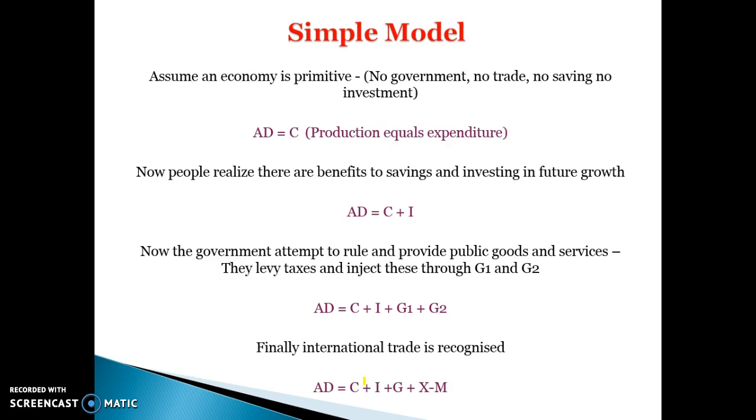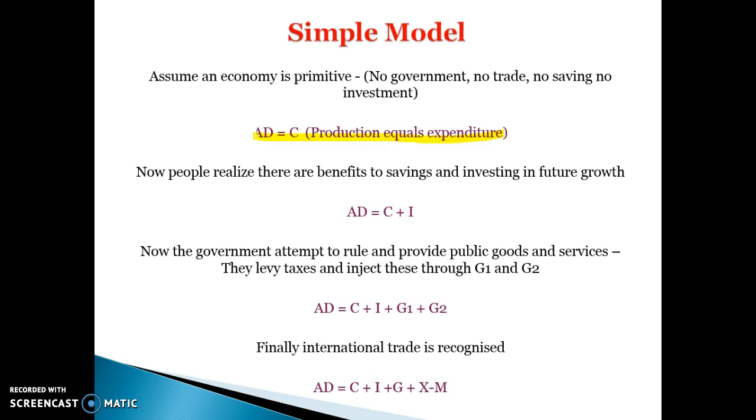Basically, if we were a primitive economy and we had no government, no trade with overseas, no savings and no investment, then aggregate demand would equal consumption expenditure. As soon as we generate an income, we would spend it, and it would be spending on Australian goods and services.